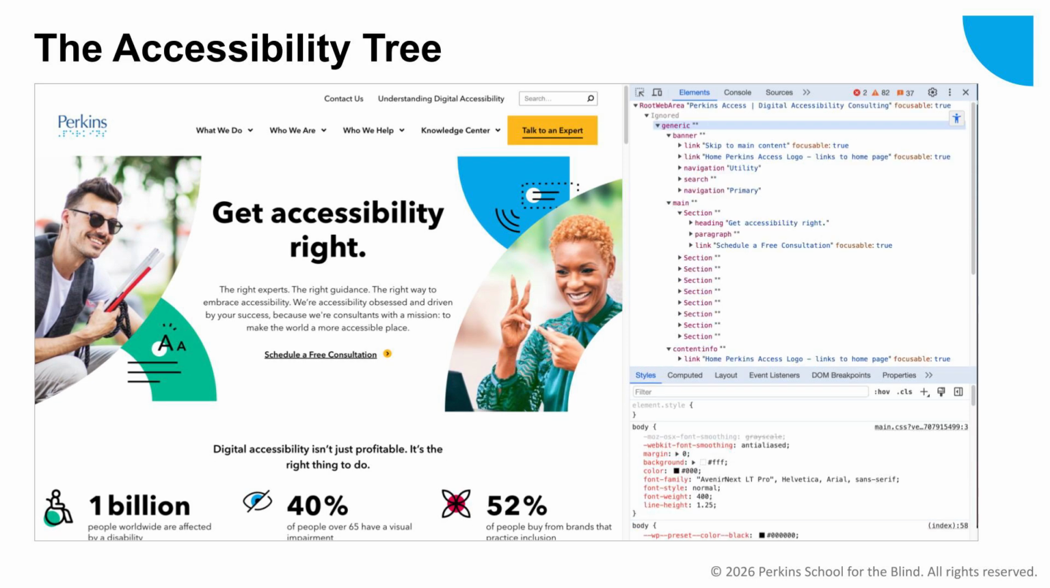Most developers know about the DOM, but not many know about the accessibility tree. On the screen is the accessibility tree, containing only the elements that assistive technologies like screen readers use to interpret the page. The accessibility tree is a simplified version of the DOM. Assistive technologies don't technically view the DOM of a website, they view the accessibility tree.